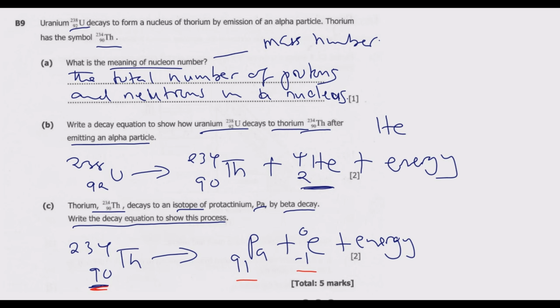After gaining one electron, it will have more negative than positive. So one neutron, which has zero charge, will become a proton. The overall nucleon number does not change, because it is just a change from a neutron to a proton. So this number remains 234. This is the decay equation that you need to write to get the 5 marks. So this is how you answer the questions from section B to get optimal marks.